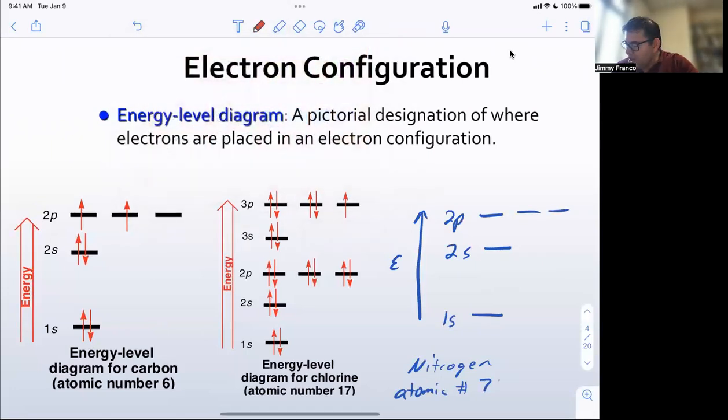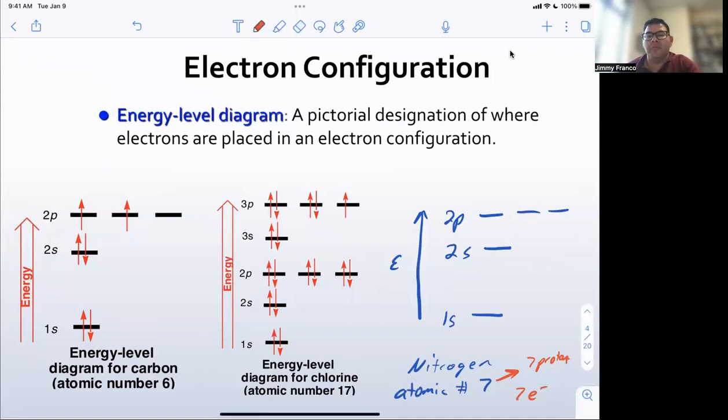And then remember, if it's a neutral atom, so nitrogen doesn't have a charge, it's going to have 7 protons and 7 electrons. So I'm running out of space. I'll just use my shorthand. So we have 7 electrons we've got to fill up.